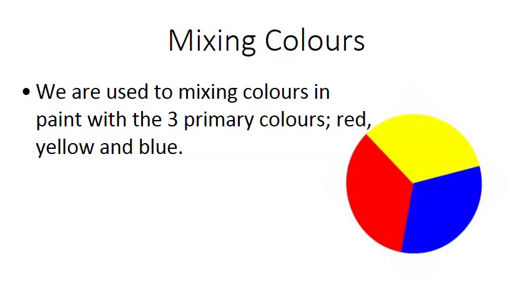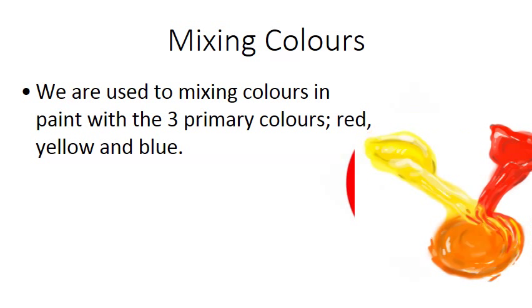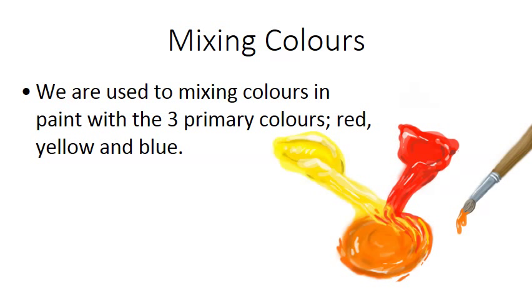All right, we'll talk about mixing colors. We are used to mixing colors. I assume you're used to mixing colors with paint or pencil crayons, with the three primary colors that we learned about in grade school, which are red, yellow, and blue. So we know that if we mix red and yellow, for instance, we'll end up with orange. These are things that we generally learned when we were little.